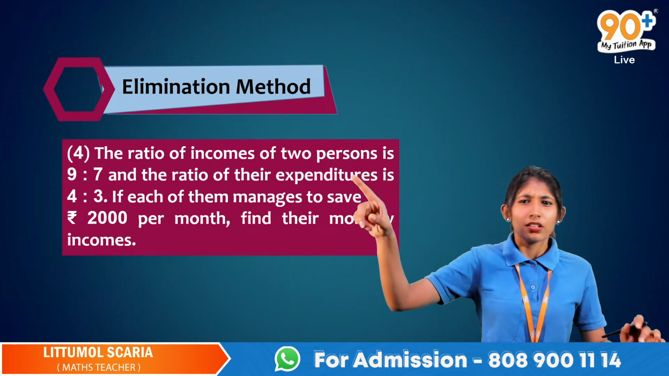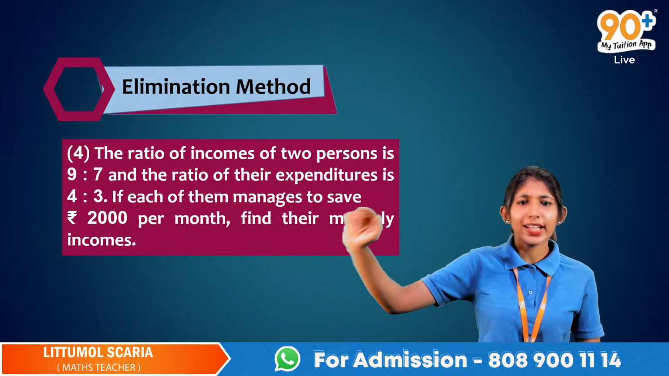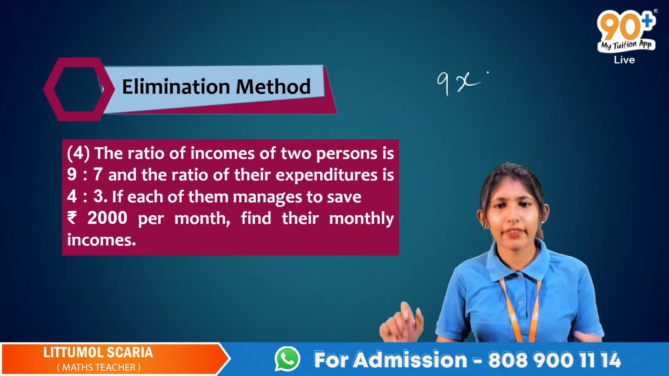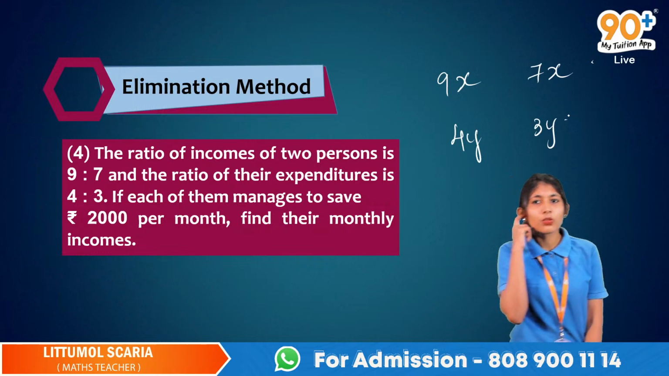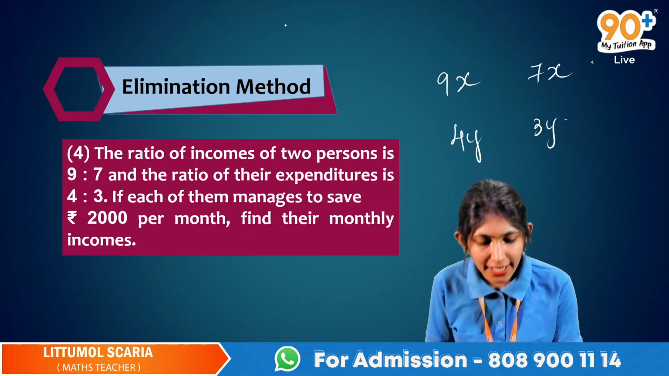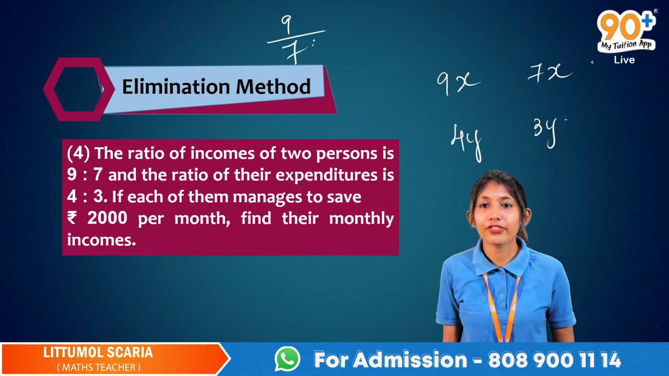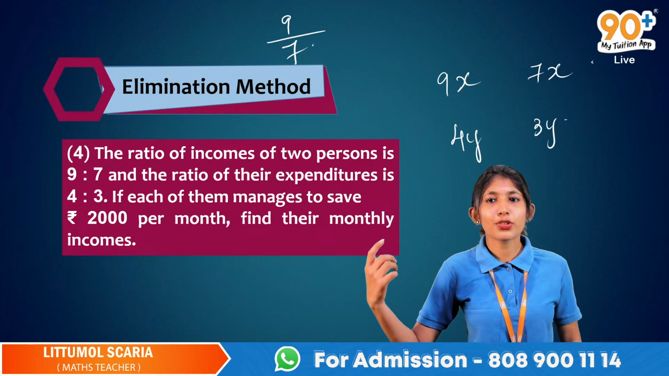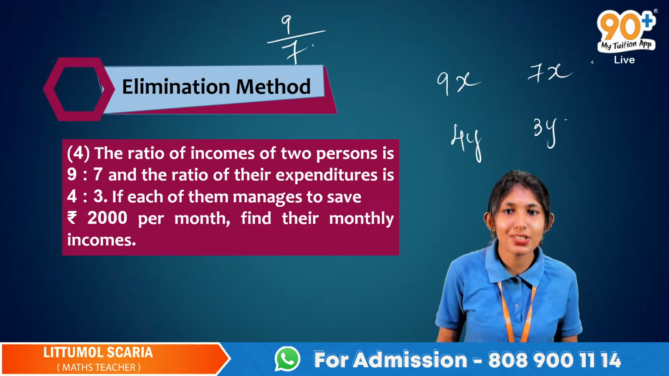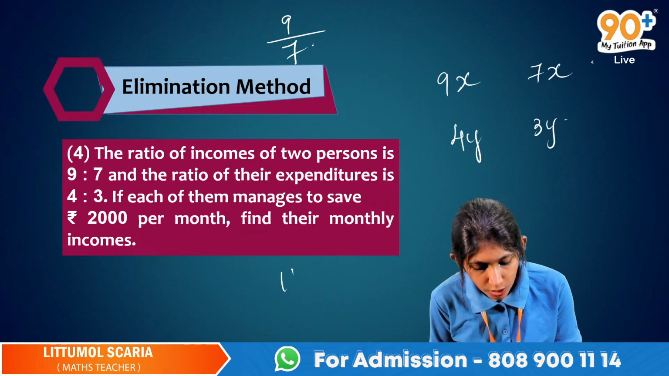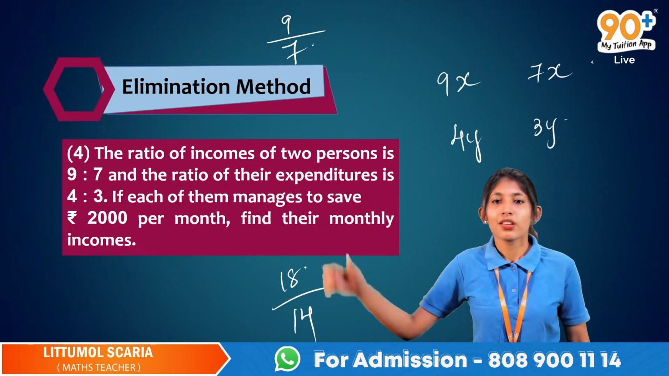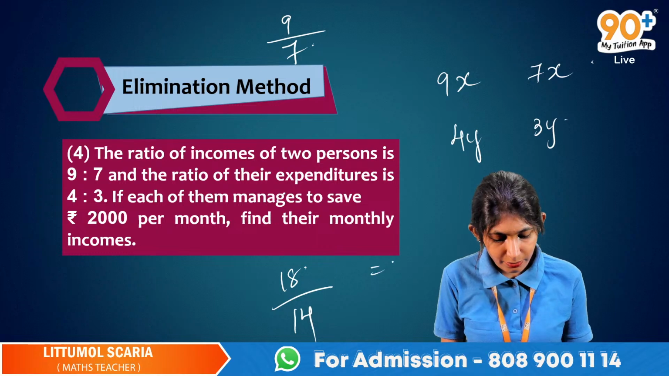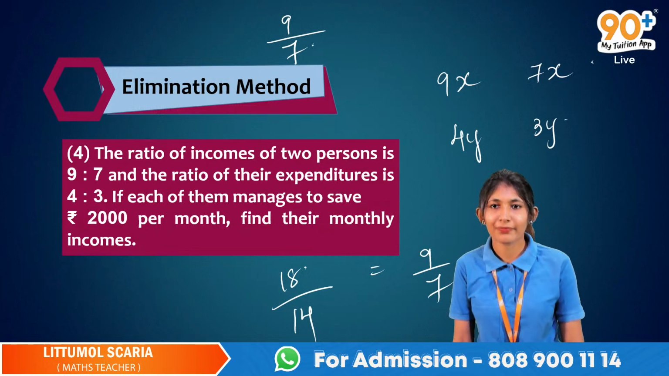But ma'am, the ratio is given, right? When a ratio is given, 9:7 means 9x is to 7x, and 4:3 means 4y is to 3y. Why? 9:7 is literally the fraction 9/7. Ratio is a fraction, right? Now, what is 18/14? Simplify, cancel the common term. Again, you get 9/7.